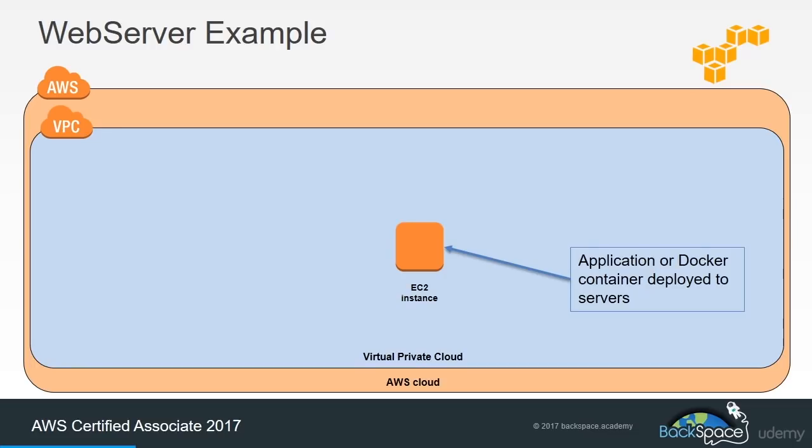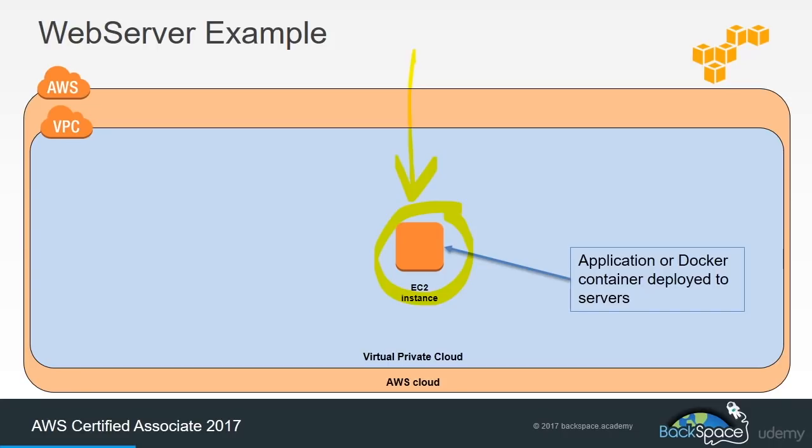Okay, so let's have a look at how we could use some of these compute services. So we've got the AWS cloud there in orange, and we've got a VPC, a virtual private cloud, in blue. Now the VPC, again, that is our own virtual private space within the AWS network. Within our VPC, we can launch an EC2 instance. Now that EC2 instance could be a Linux server, it could be a WordPress application, it could be a Docker container that we're launching within our VPC. So once that's up and running, it can receive requests from the outside world.